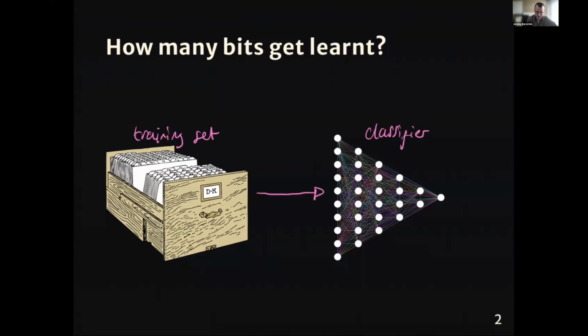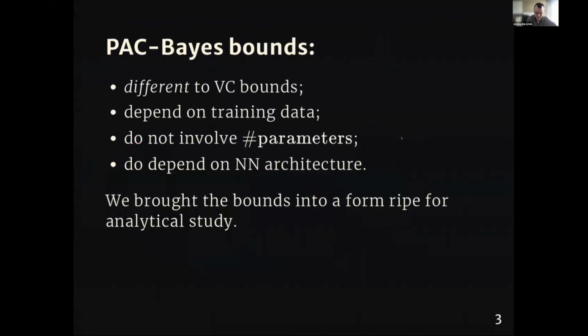Now, this isn't just a curious question, but it relates to generalization theory through a framework called PAC-Bayes, which is a type of generalization theory. So I want to start by making some claims, which hopefully you'll get a sense of throughout the talk. The first claim is that PAC-Bayes is just different to VC theory. It works in a different way.